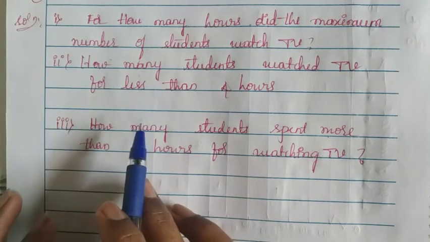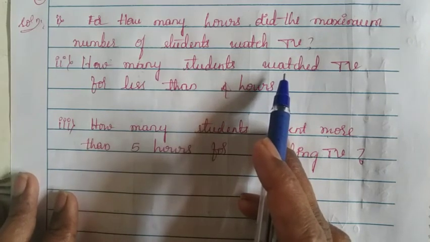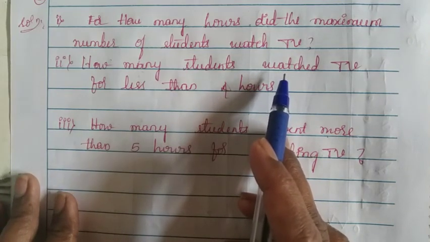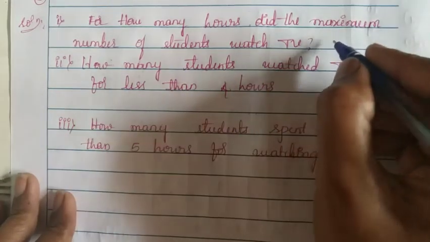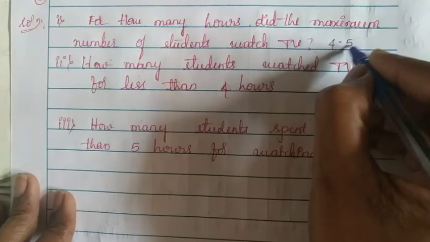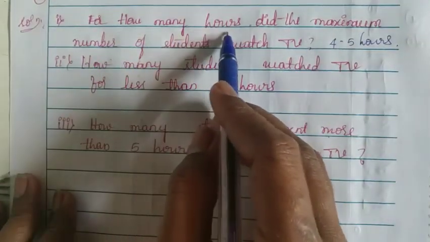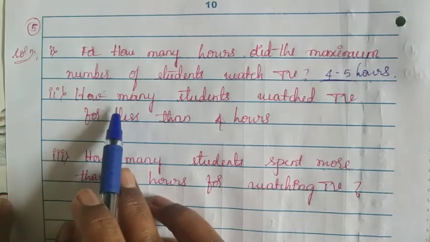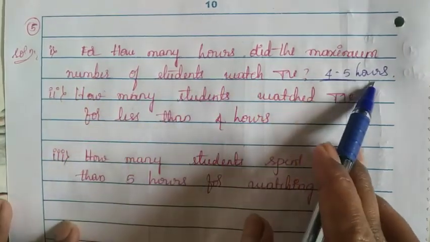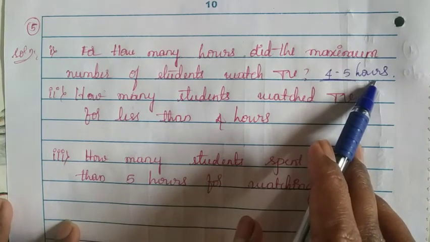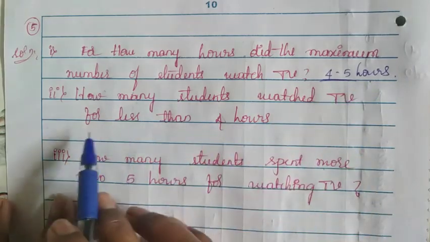See children, for the first question, the maximum number of students is 32. They watch TV for 4 to 5 hours. For the first question, the answer is 4 to 5 hours. 4 to 5 hours is what the maximum number of students watched TV.